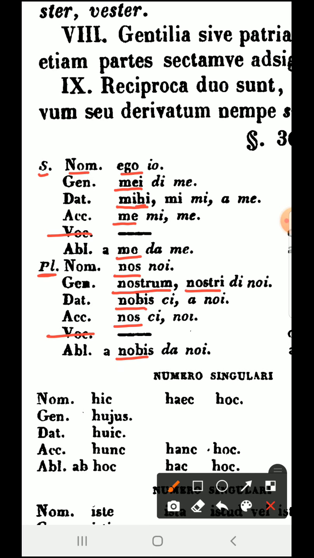This is the declension of the first person personal pronoun in the plural number. So we have both the singular and the plural forms of the first person personal pronoun. Ego, mei, mihi, me, me. Nos, nostrum, nobis, nos, nobis. Now let's move forward and look at the second personal pronoun.